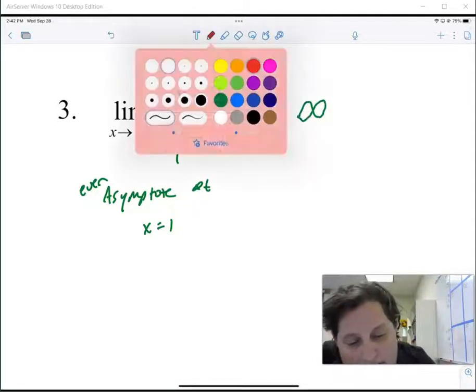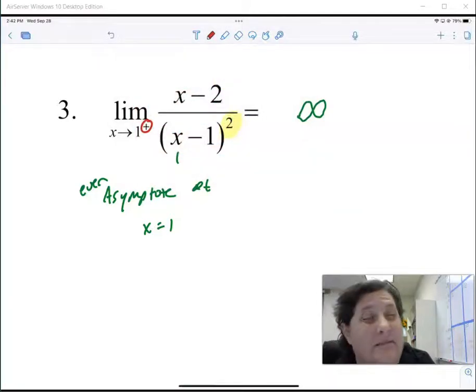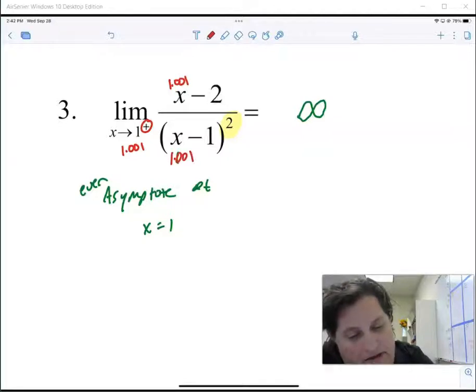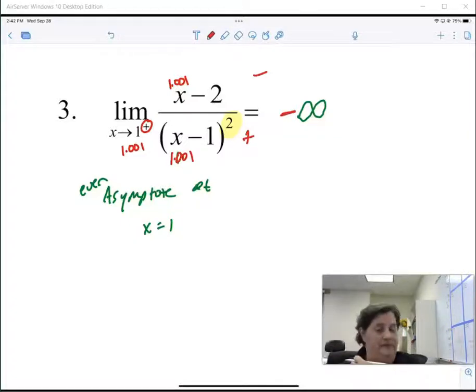Okay, well, we're looking at 1 from the right. It means slightly bigger than 1. That's like 1.001. We'll do that. 1.001 minus 2 is a negative number. 1.001 minus 1 squared is a positive number, so that asymptote's going to go to negative infinity. Okay, so without even looking, I'm able to tell.